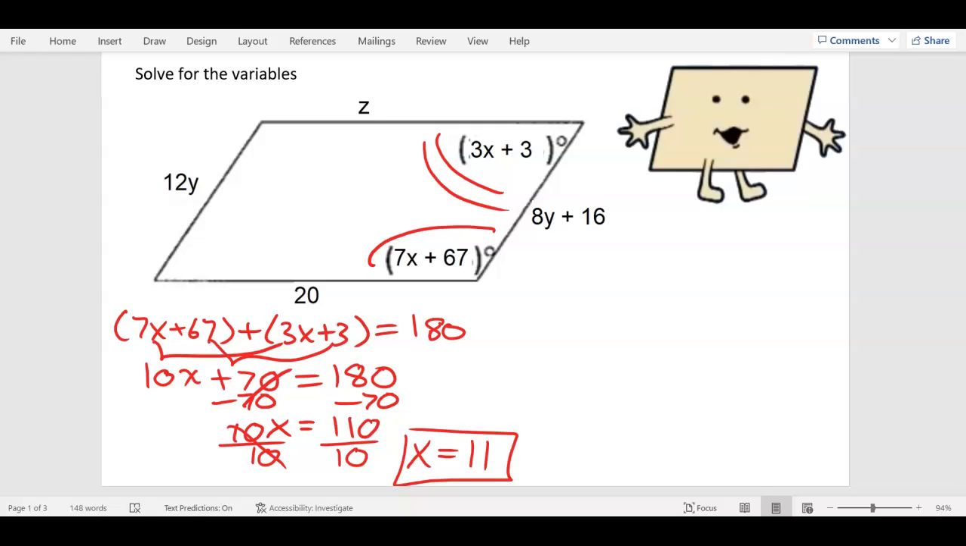So do you see when angles are next to each other on a parallelogram, that's what this is right here. You add them, equals 180. Now, here's something different. What about y? So here's my y, 8y plus 16, 12y. What do I know about these opposite sides? They're the same, right? And again, if you look at your notes, opposite sides are congruent. Okay, second from the bottom there.